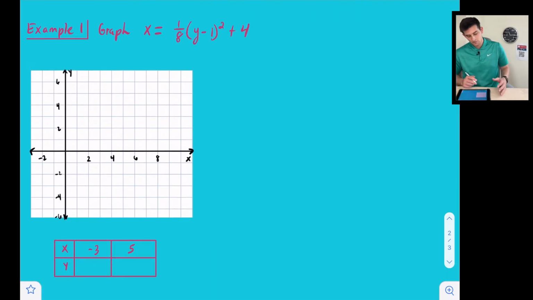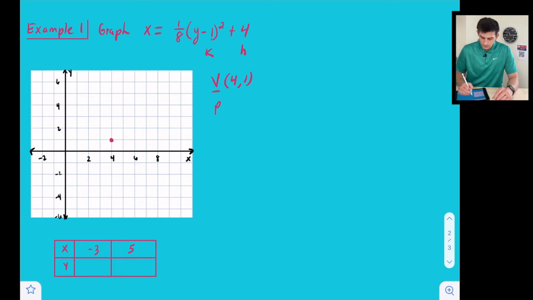So let's take a look and see what we have. So we have x equals 1 over 8, and then y minus 1, quantity squared, plus 4. So we can go ahead and locate where our vertex is going to be. So remember, this would be h, and this would be k in this instance because we have x equals. Okay, so we're going to have 4, 1 for our vertex. Okay, so we can go ahead and plot that 4, 1.